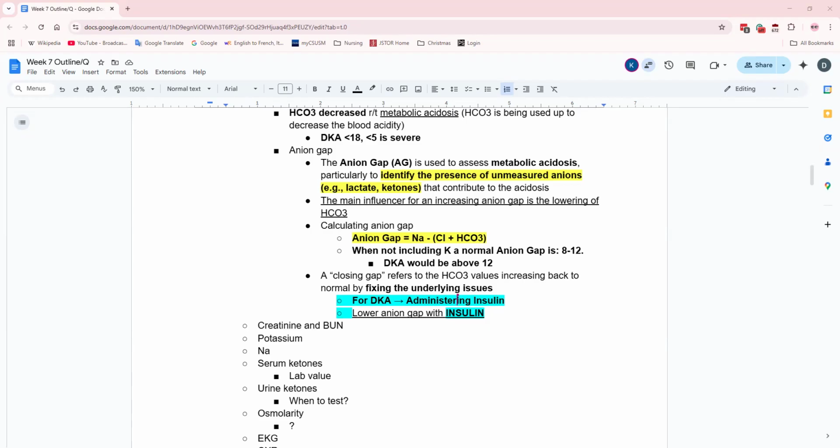We'll go over that in treatment too. And I actually have that lab for potassium here, so we'll talk a bit about it in a second. Why would you want to be monitoring creatinine and BUN?